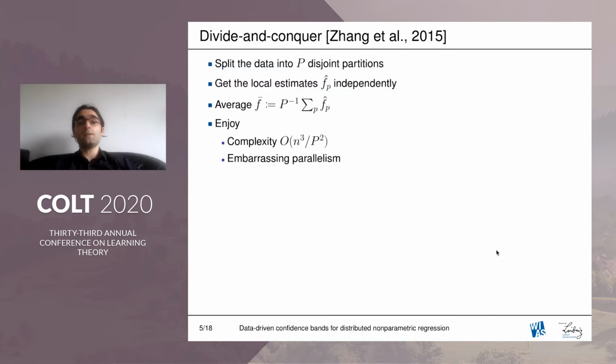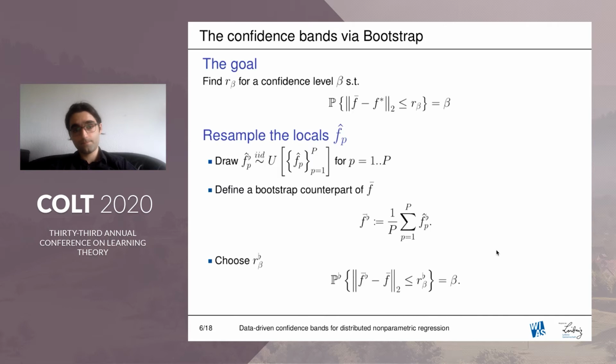One of the remedies is divide and conquer approach. Namely, we just split the dataset into p disjoint partitions, obtain local estimates f hat sub p at each partition independently, and then just average them. Obviously, this algorithm enjoys embarrassing parallelism, and it also drastically reduces the complexity. The goal of this talk is to construct a ball around f star, L2 ball, such that it covers the divide and conquer estimator with a predefined probability beta.